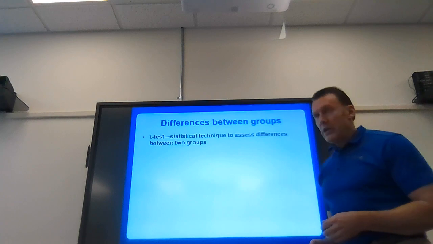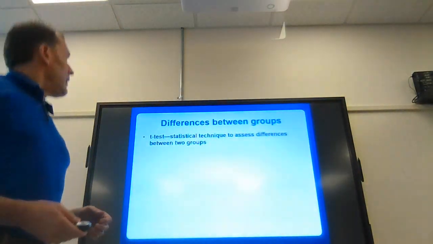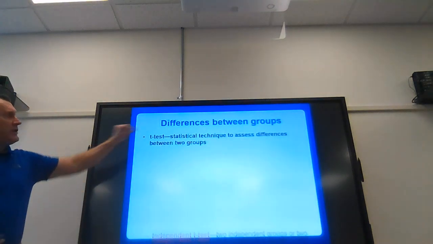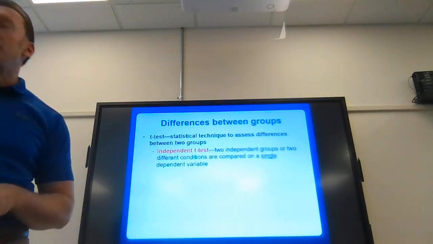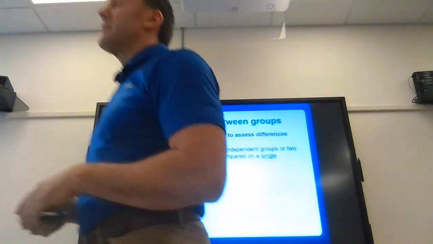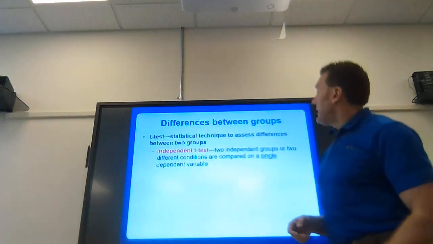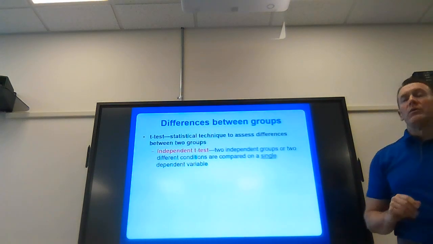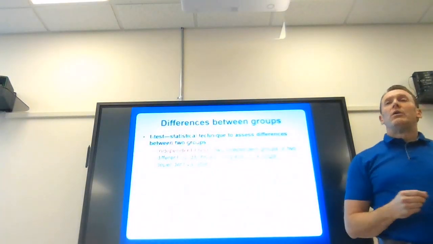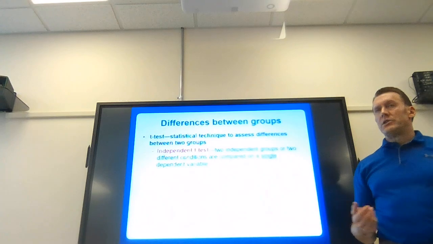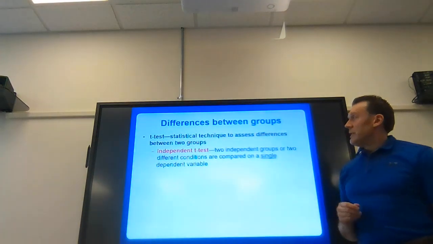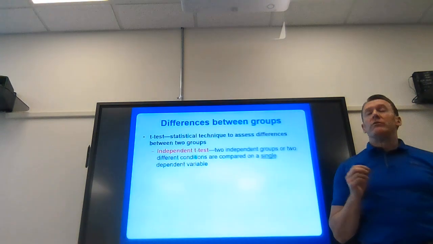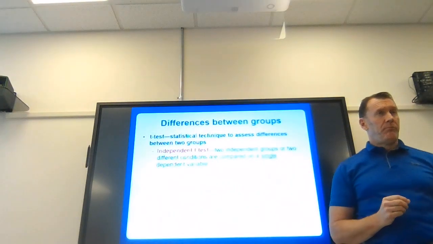Okay, so if we go beyond relationships and look at differences between groups, we have the t-test. We have a couple of different types of t-tests. The first is an independent t-test. In an independent t-test, you're looking at two separate or independent groups or different conditions. These groups or conditions are compared on a measurement of one dependent variable.